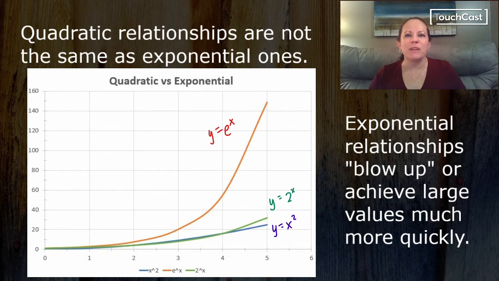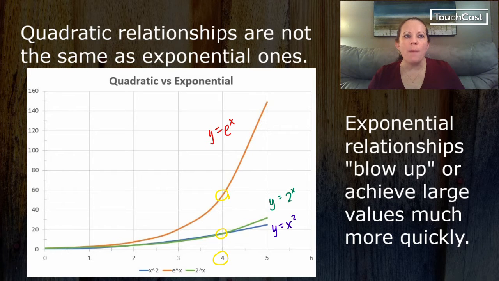is that the exponential relationships blow up much more quickly. In other words, while x is still relatively small, the values for an exponential relationship get very large very quickly. And here's what I'm talking about. At x equals 4, y equals x squared and y equals 2 to the x have values less than 20, but y equals e to the x has a value near 60.